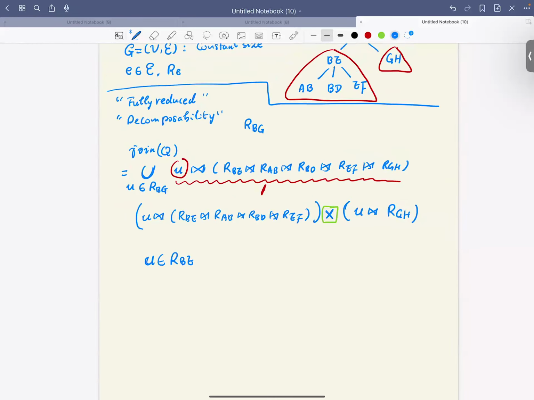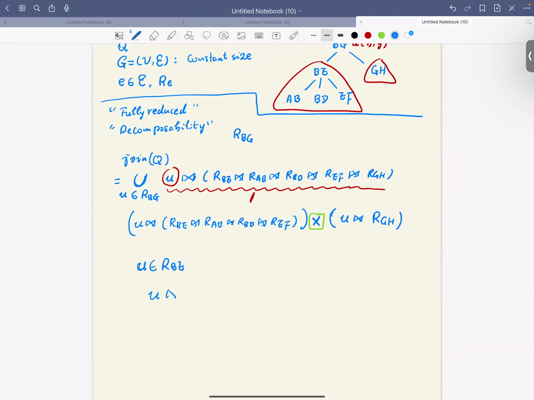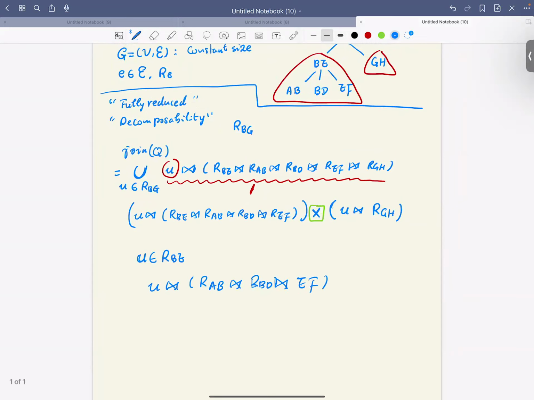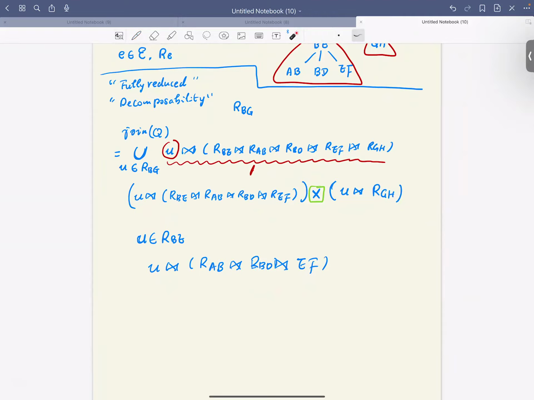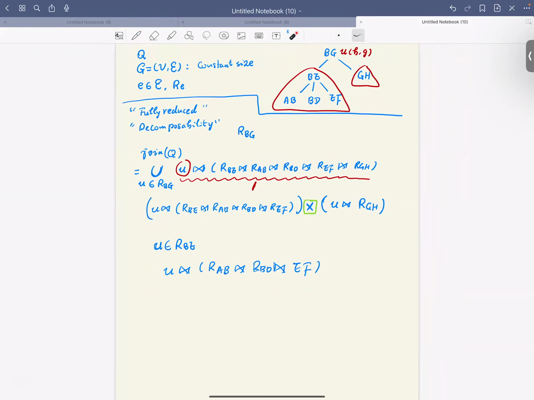If you look at the left subjoin, I'm interested in saying, what is the join between U and then AB, and then BD, and then EF. Remember, this tuple U is in BE this time. By decomposability, immediately you can say this is just a Cartesian product. You can compute three joins separately, and then do the Cartesian product. No more checking. All the tuples there will be reported.